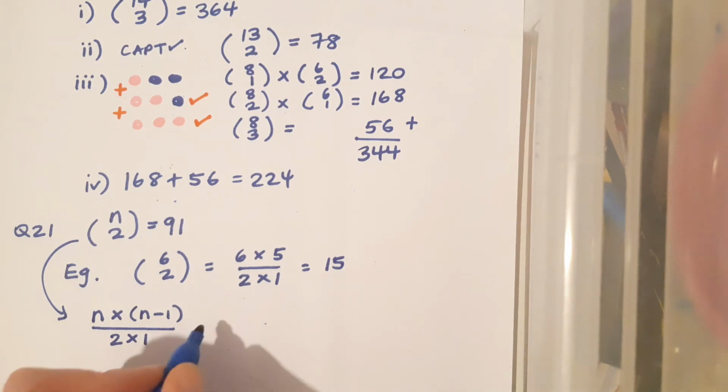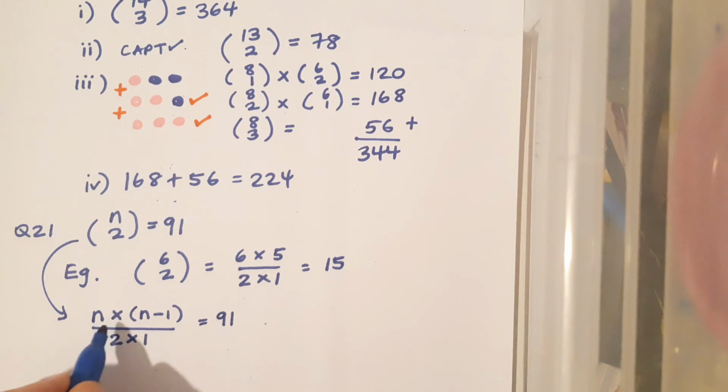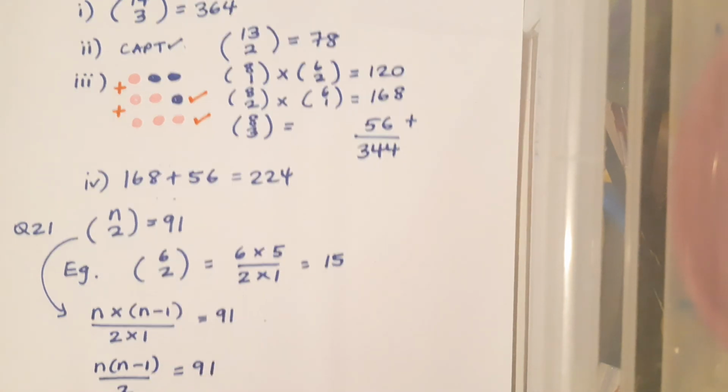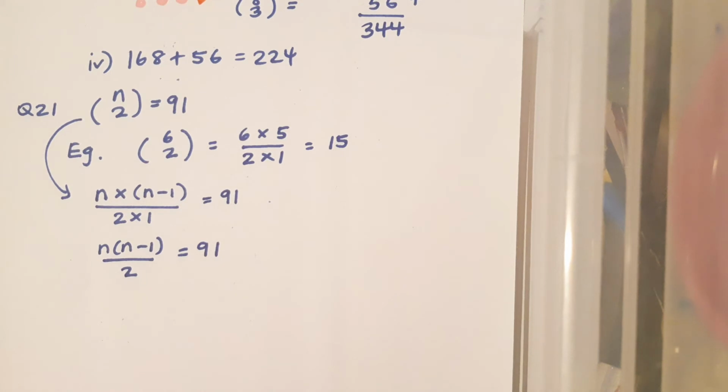And I know the answer is 91, so equals 91. Now, I'm not overly keen here on the multiplication symbol. It'd probably be quite nice to write that as n bracket n minus 1. And on the bottom, 2 by 1 is 2, equals 91. And I need to just rearrange this slightly in order to be able to solve it.